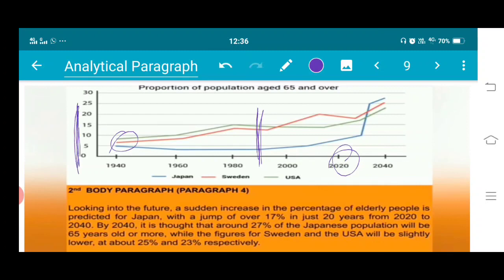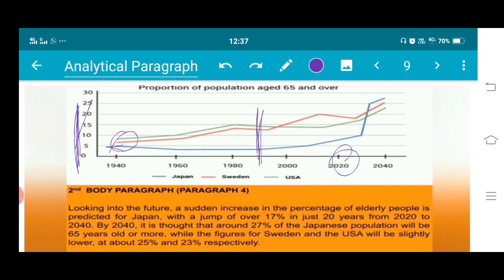So we can just do the calculation here: it was first 7 and then it went up to near 17 somewhere, clear? So we can see how to read the graph, and according to that calculation we have to write. With a jump of over 17% in just 20 years from 2020, there is a gap.